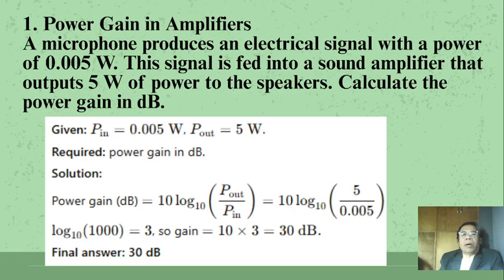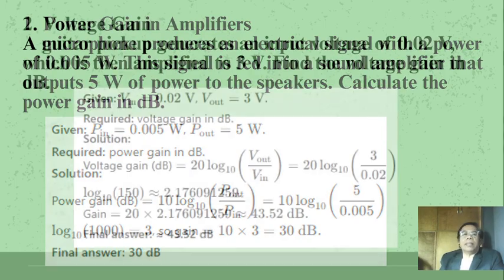So using the formula, the power gain in decibels is equal to 10 log of P out over P in, and substituting the given data, the final answer is 30 decibels.